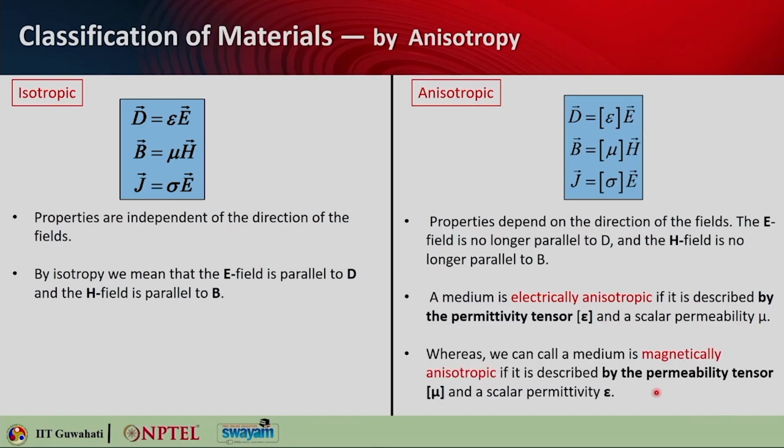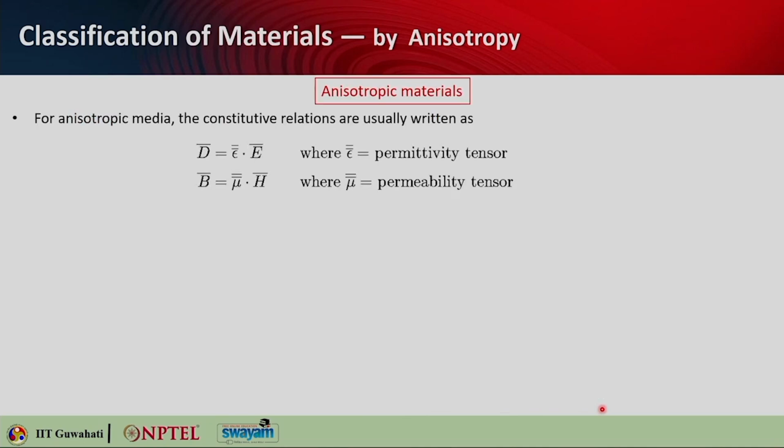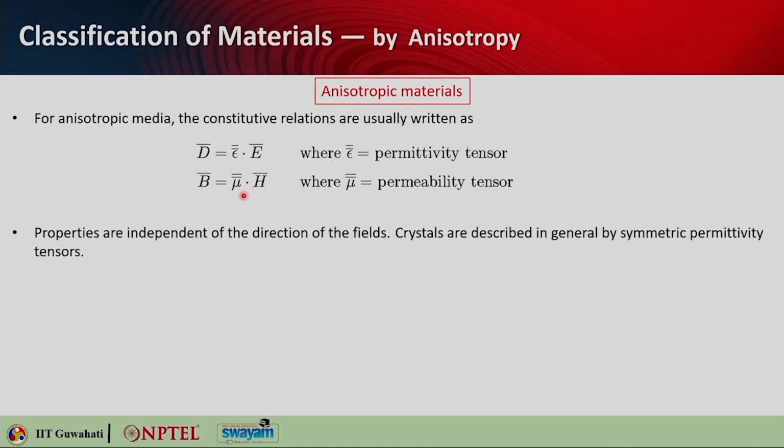Whereas when a medium becomes magnetically anisotropic, it is described by a permeability tensor, that is this one, and it will have a scalar permittivity. So these are different notations of writing the same thing. Permittivity tensor can be written as this, the tensor notation. This is how, in anisotropic media, the constitutive relationships look like. So D vector, E vector, and then this is a tensor. This is permittivity tensor and this is permeability tensor.